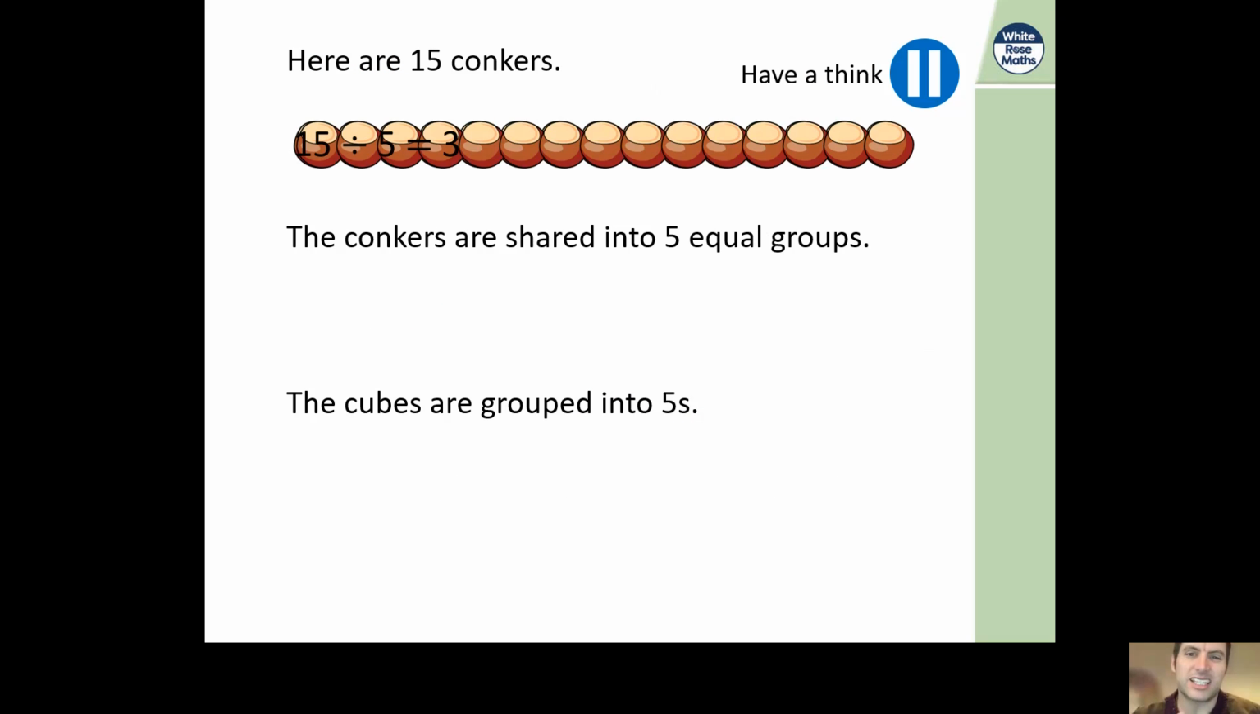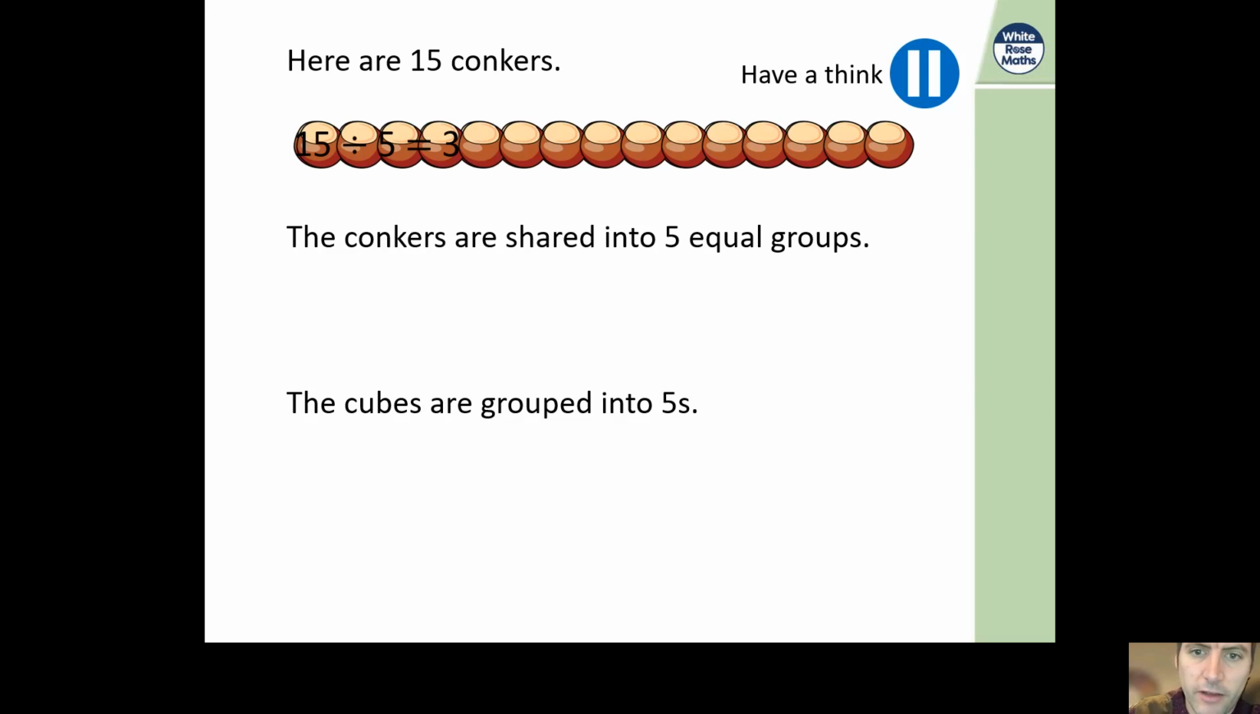Okay, we've got conkers. It's a little bit late in the year for conkers, but I'm sure in autumn you're all going around picking them off the floor and utilising them for lots of fun. Now, if we've got these 15 conkers and we're sharing them into 5 equal groups, we're going to have a look at how many would be in each group. And secondly, we're going to think about if we group them into 5, how many groups of 5 we'd get. So first of all, sharing, and secondly, grouping.